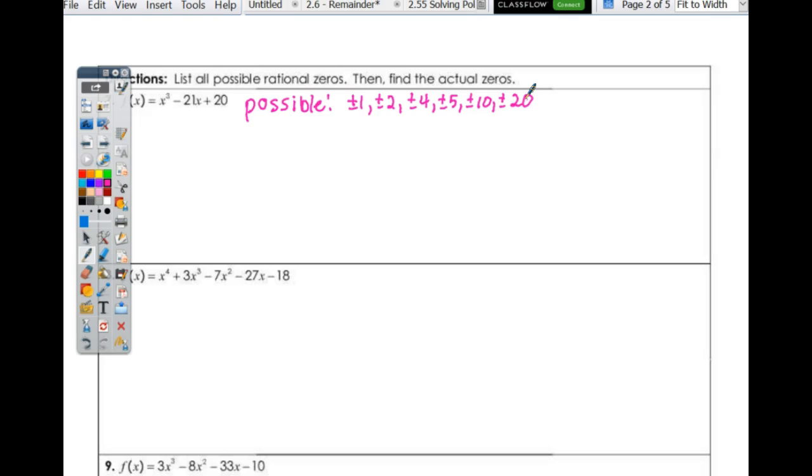So what makes something a zero? What's going to make it a zero? If I synthetically divide, what's left over if it's a zero? Nothing, right? We get no remainder. So out of all of these numbers, pick one, and we'll synthetically divide and see if it's a factor.